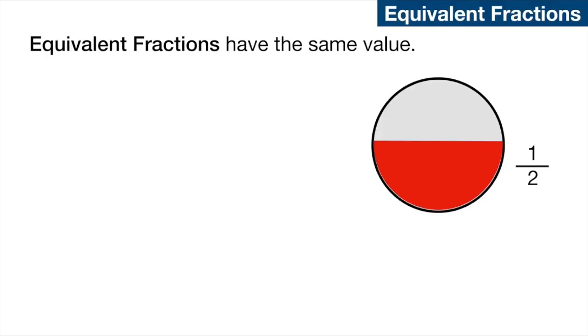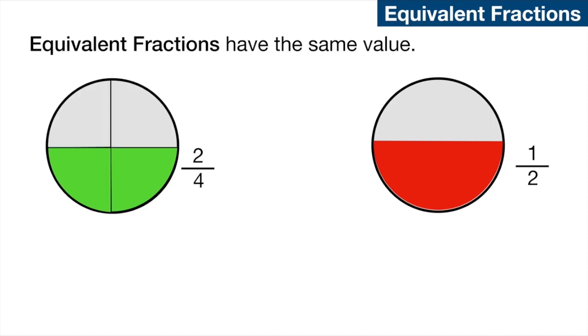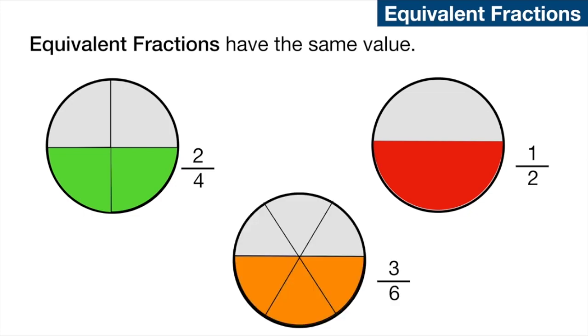Equivalent fractions have the same value. Here we can see half of the circle is shaded red, but half of this circle is shaded green. We have the circle split into 4 equal parts, so 2/4 is the same fraction as 1/2. They're equivalent fractions. And 3/6. There are a lot of different equivalent fractions, or ways of saying the same value, which is 1/2.